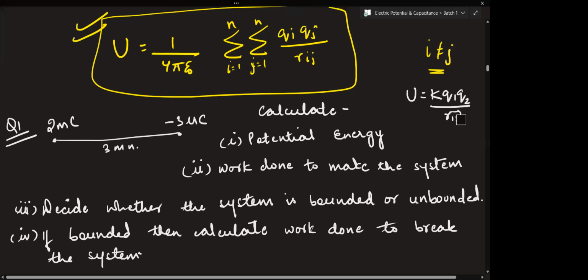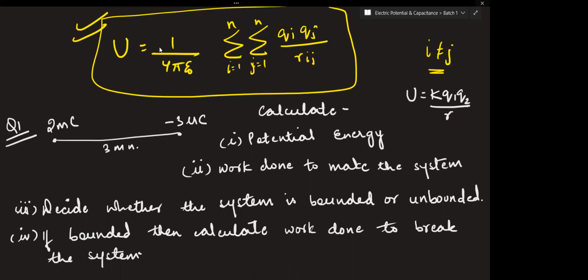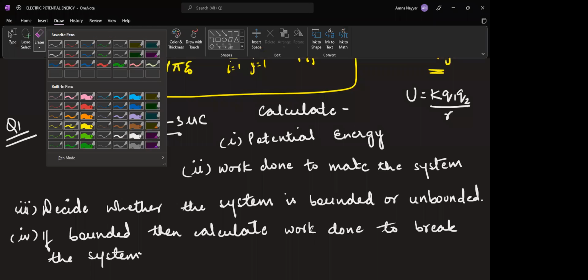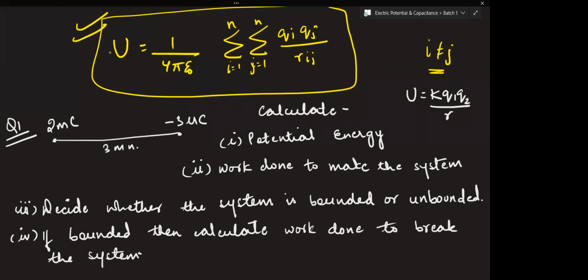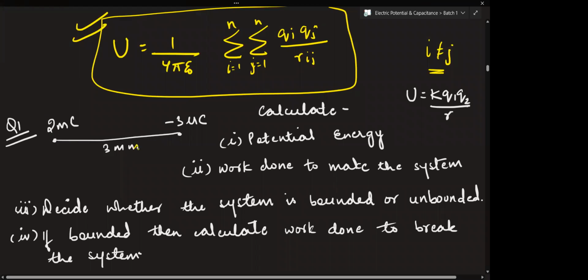The charges are given to you. This is the general formula. So find out the potential energy. All of you should submit this answer, first part. This is 2 millicoulomb, minus 3 microcoulomb. And don't take the magnitude of the charges. If it is minus, then consider it as minus. You will get the potential energy as minus.